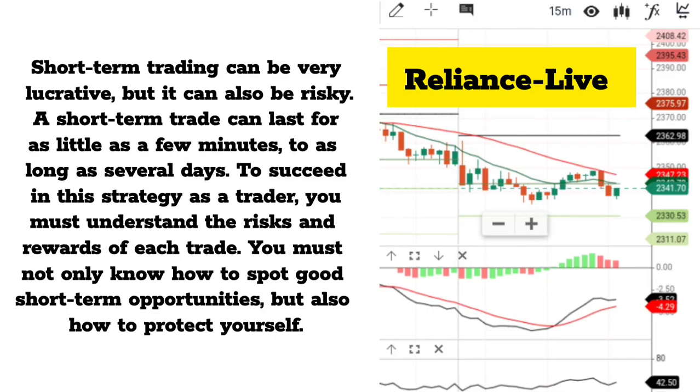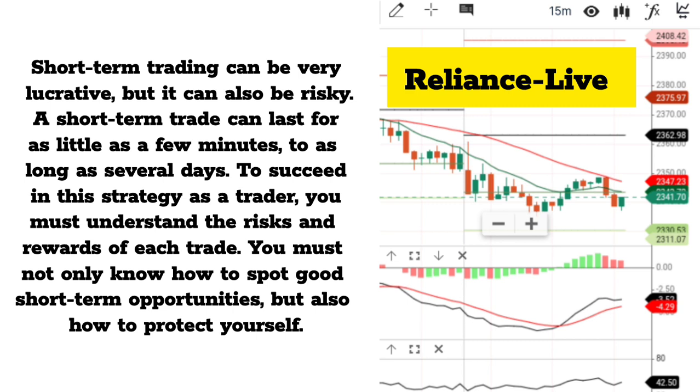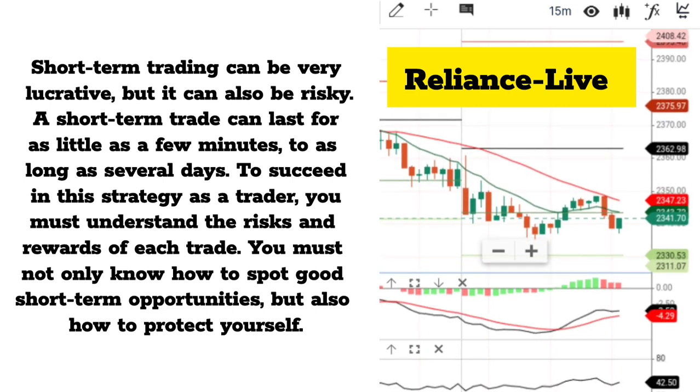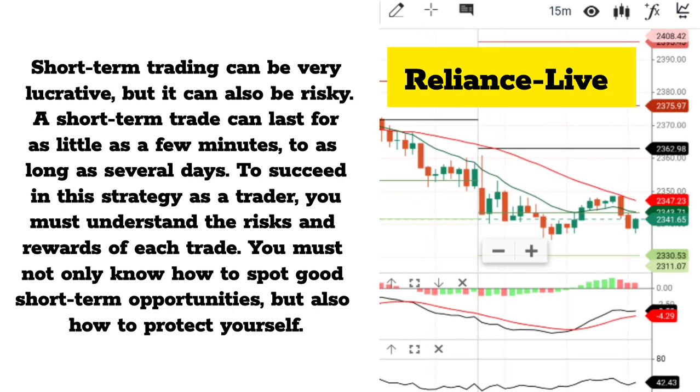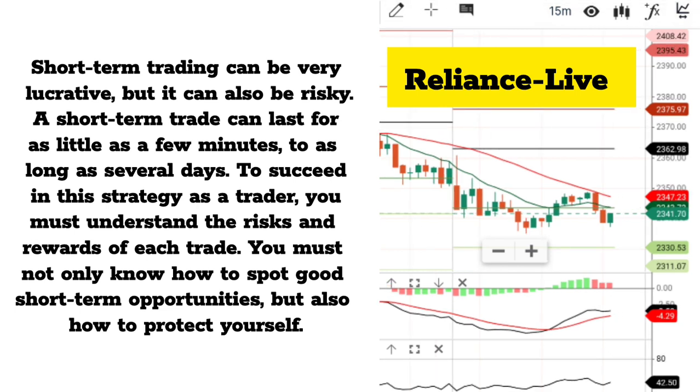Short-term trading can be very lucrative, but it can also be risky. A short-term trade can last for as little as a few minutes, to as long as several days. To succeed in this strategy as a trader, you must understand the risks and rewards of each trade. You must not only know how to spot good short-term opportunities, but also how to protect yourself.